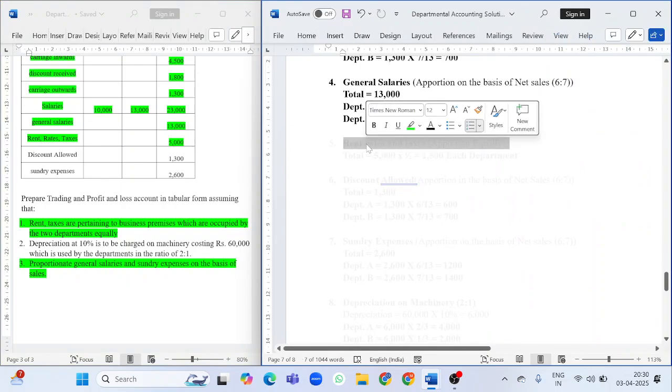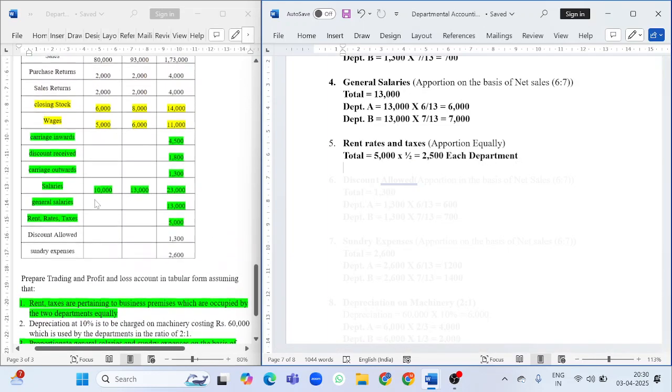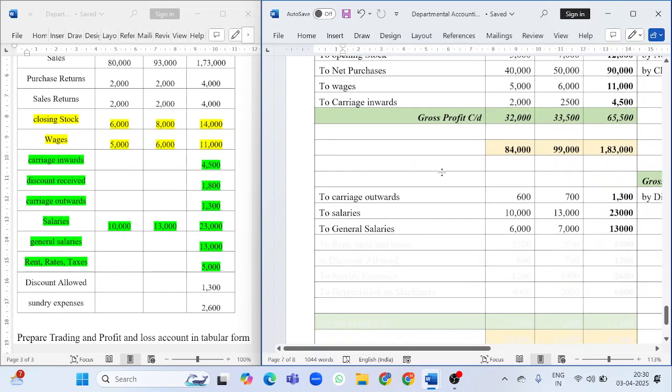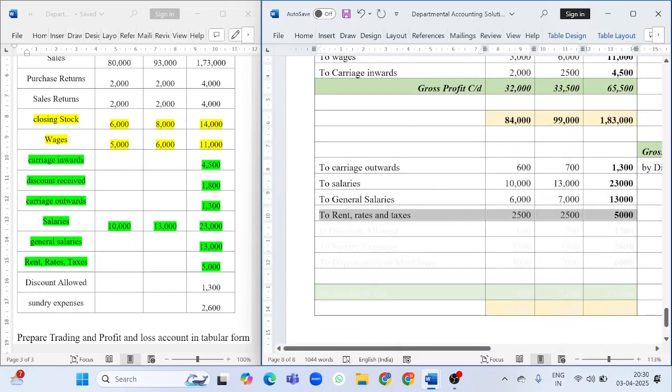So rent, rates and taxes, in the question they have mentioned that we have to divide it equally. The total rent, rates and taxes is 5,000 rupees. Equally means half, so 5,000 into 1 by 2 which will be equal to 2,500. So for both the departments I need to show 2,500, and the total will be 5,000 rupees.